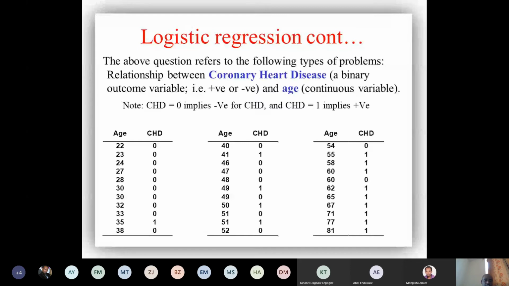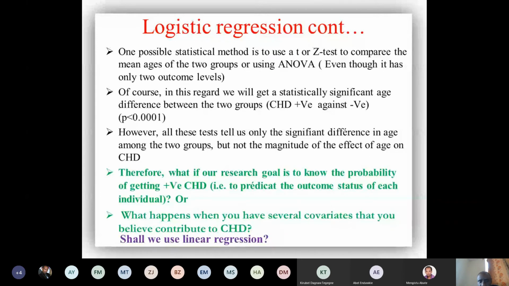Therefore, what if our research goal is to know the probability of getting, for example, coronary disease? Especially if you are interested in measuring the effect of age on the status of developing CHD. What happens when you have several covariates that you believe contribute to developing CHD? So this cannot be a solution. ANOVA or two independent sample tests cannot be a solution.